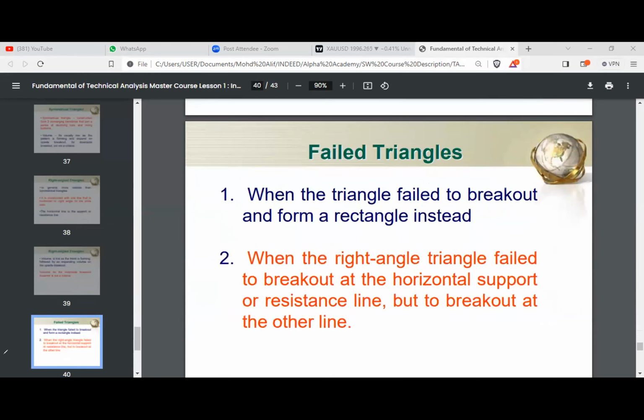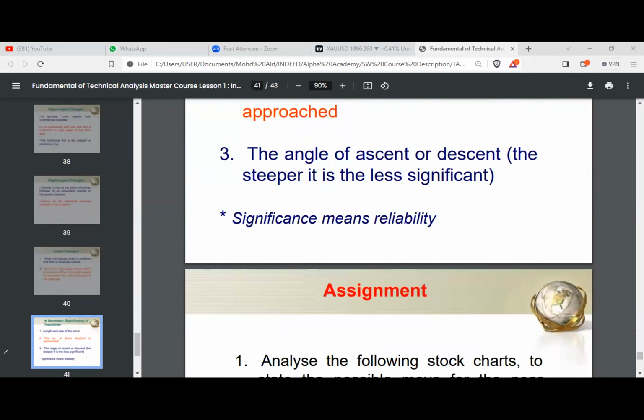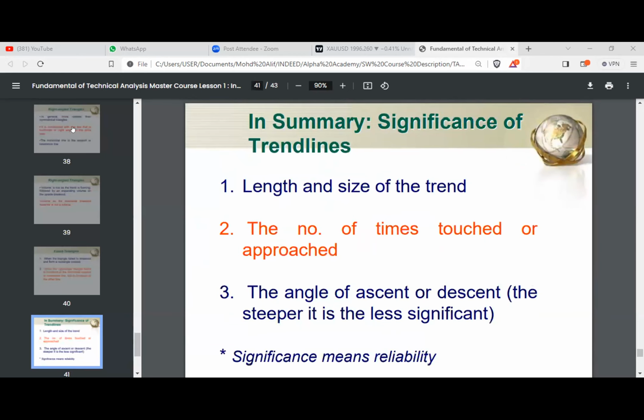Okay, triangle. This one I can read by yourself. That's why if you want to see the chart pattern, whether the breakout fails or not, you see at the, let's say lah, rectangle, right? Rectangle. You see, let's say they want to break down lah.